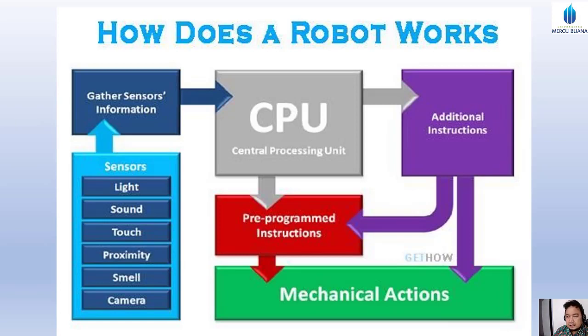You can see this is the block diagram of a robot system. There are some sensors: light sensor, sound sensor, touch sensor, proximity sensor, and so on. The sensor data is then gathered and processed by a CPU, microcontroller, microprocessor, laptop or PC. Then this process gives instructions to do the mechanical action, and the robot will move.